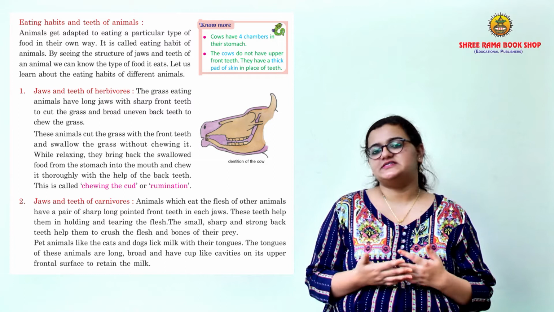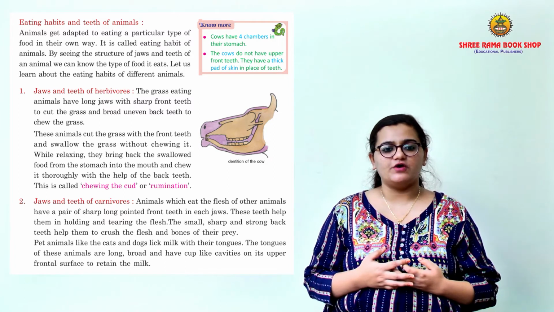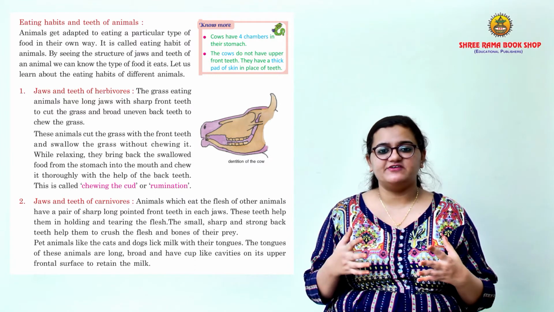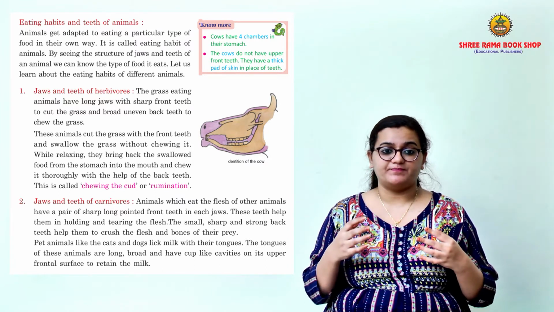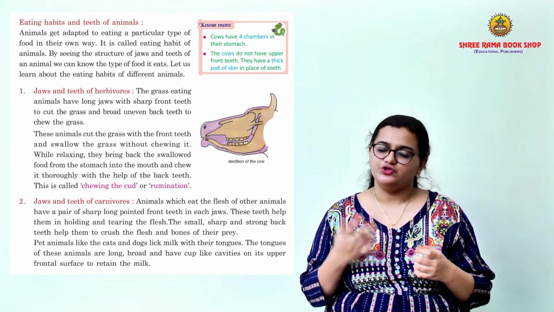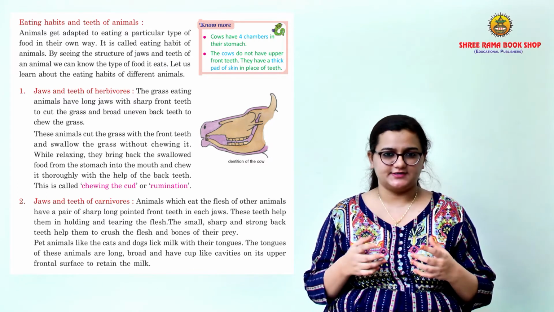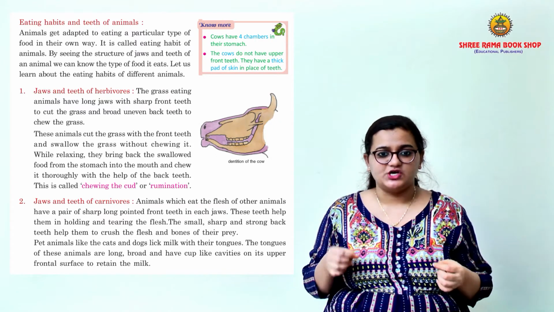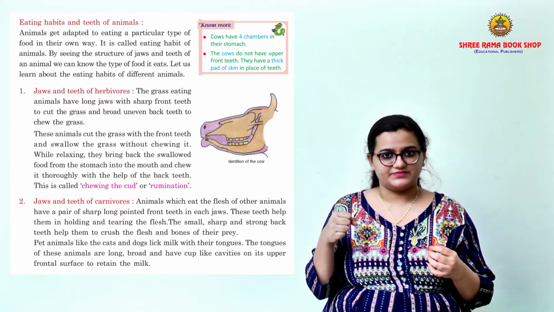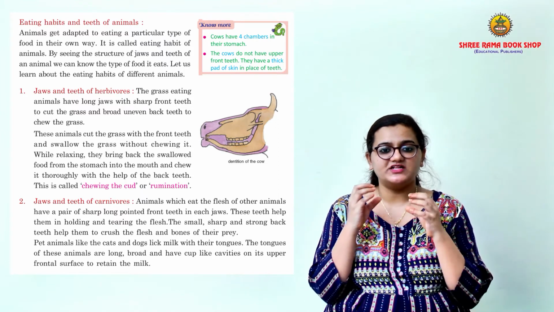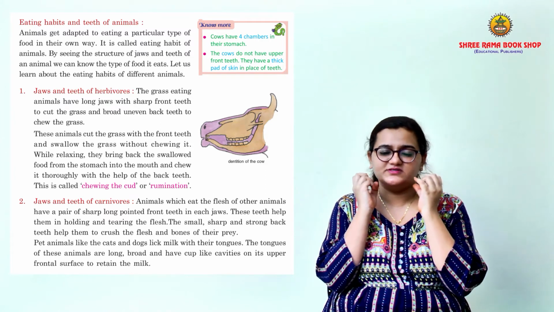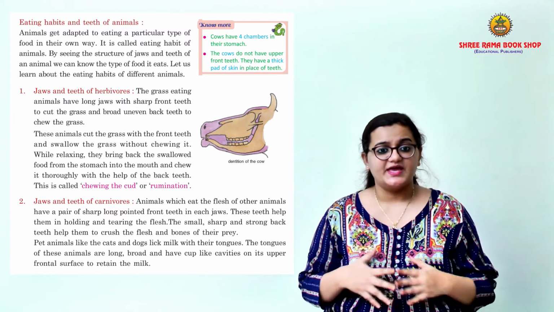Okay. Now let us discuss the jaw and teeth of carnivorous animals. Animals which eat the flesh of other animals have a pair of sharp, long, pointed front teeth in each jaw. You might have seen the lion, tiger, yes, they have very sharp teeth. So these teeth help them in holding and tearing the flesh. Yes, and the small, sharp and strong back teeth behind help them to crush the bones of that prey easily.